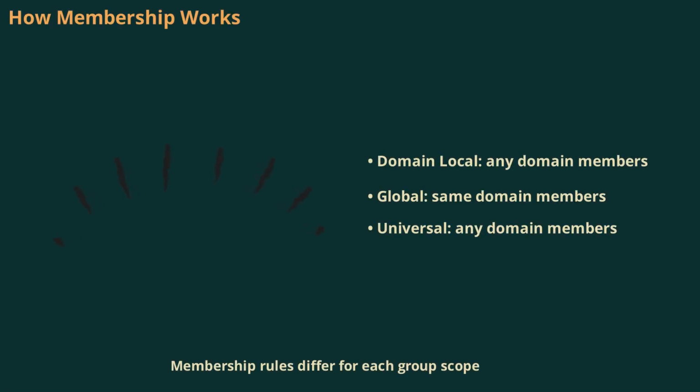Membership rules differ for each group scope. Domain local groups can have members from any domain or trusted external domains. Global groups can only have members from the same domain. Universal groups can include members from any domain in the forest. Understanding these rules helps you design groups that fit your organization's structure and security requirements.